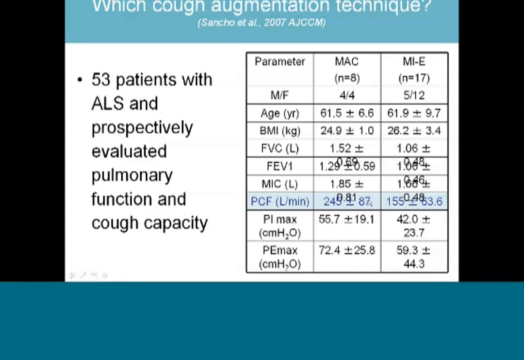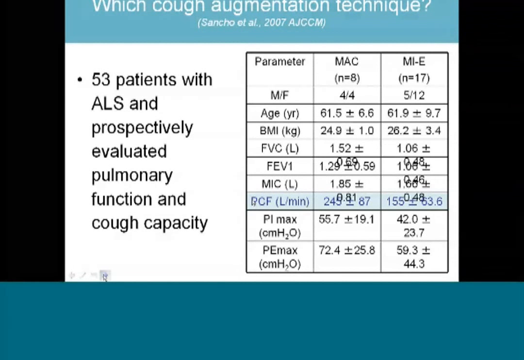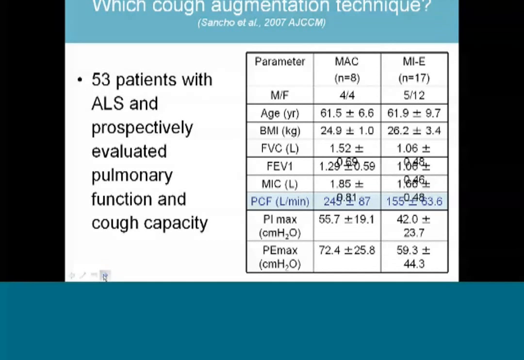In a group of patients with ALS or motor neurone disease, a manually assisted cough that was taught when they were well, and these patients had a peak cough flow of 245 litres per minute, was sufficient to clear their secretions when they were unwell. Whereas if the peak cough flow was lower, at a more critical value, which is quoted of around 160 litres per minute, these individuals needed to use mechanical insufflation exsufflation devices in order to clear their chest.